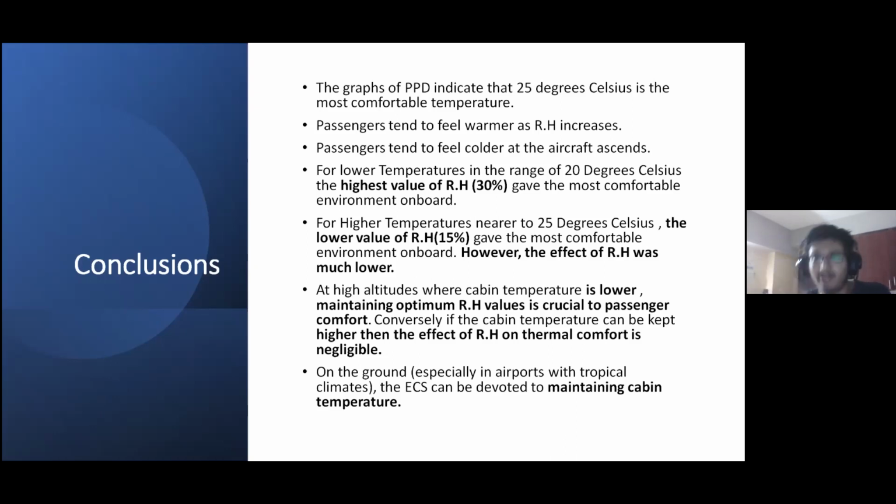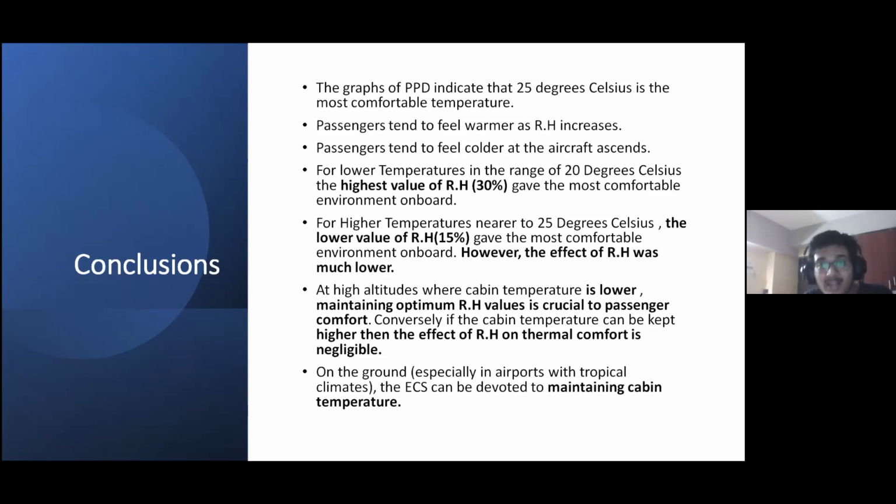Now, it's already been clear that passengers feel colder at 20 degrees Celsius, because that's a relatively colder temperature. And also passengers tend to feel warmer as you increase the relative humidity. So when your aircraft is in cruise mode, temperature will invariably drop a little bit. Okay, so it will be more in the range of 20 to 22 degrees Celsius. In those areas, it is absolutely essential that you maintain the relative humidity of 30% to give the most comfortable environment on board, because passengers will feel colder.